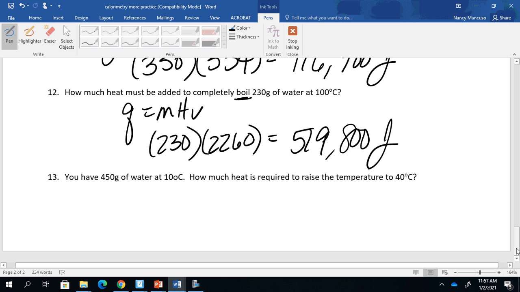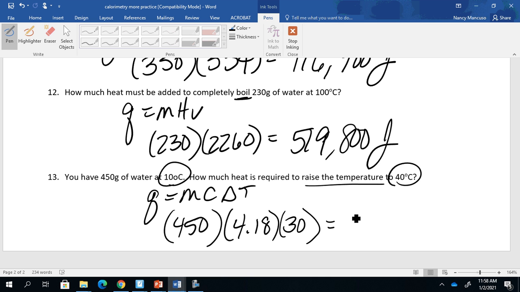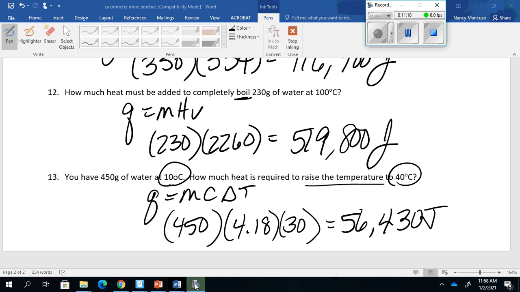You have 450 grams of water at 10 degrees. How much heat is required to raise the temperature to 40 degrees? So I want Q equals MC delta T because I got to change temperature. I have 450 grams of water. Specific heat of water is 4.18, and I'm changing from 10 to 40. So that's a change of 30 degrees. So 450 times 4.18 times 30 is equal to 56,430 joules.